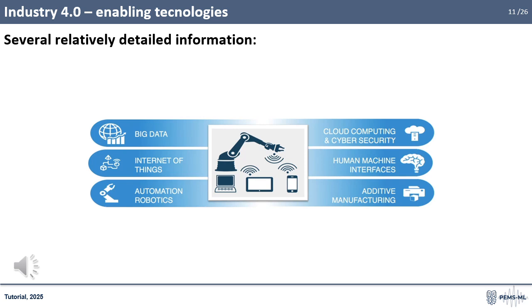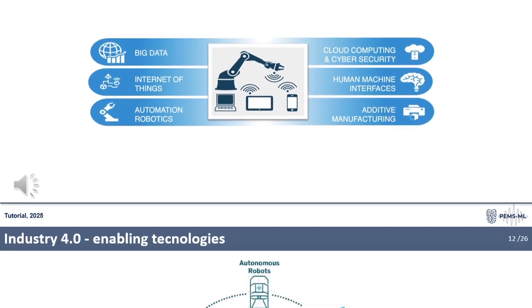Big data helps process and analyze large sets of information, while IoT connects all components of a system for real-time data exchange. Automation and robotics enhance process efficiency and flexibility. Cloud computing enables data storage and accessibility across networks, supported by cybersecurity for data protection. Human-machine interfaces enhance interaction and control, while additive manufacturing, such as 3D printing, accelerates production and customization.